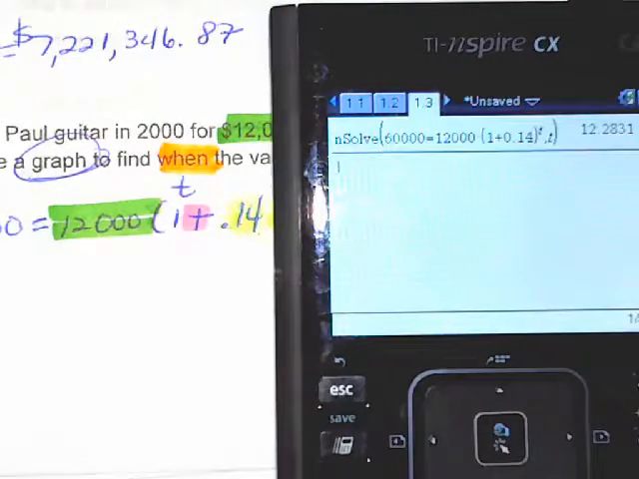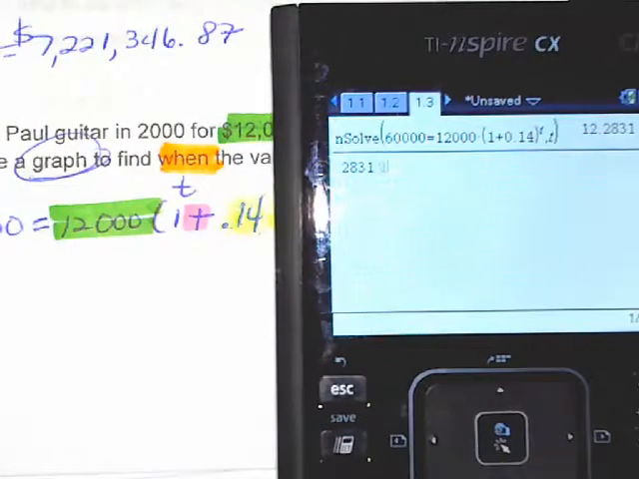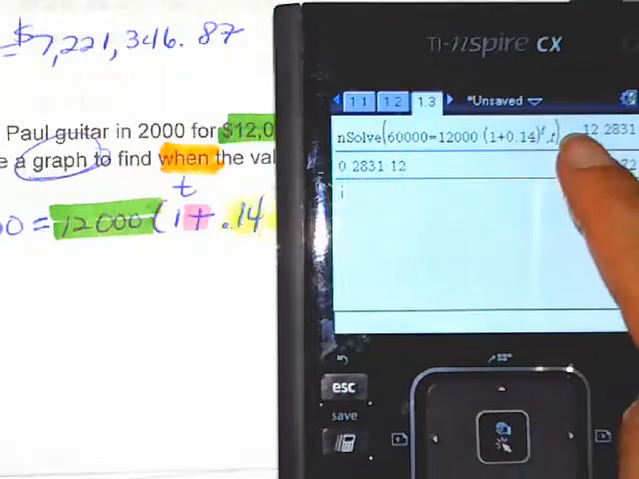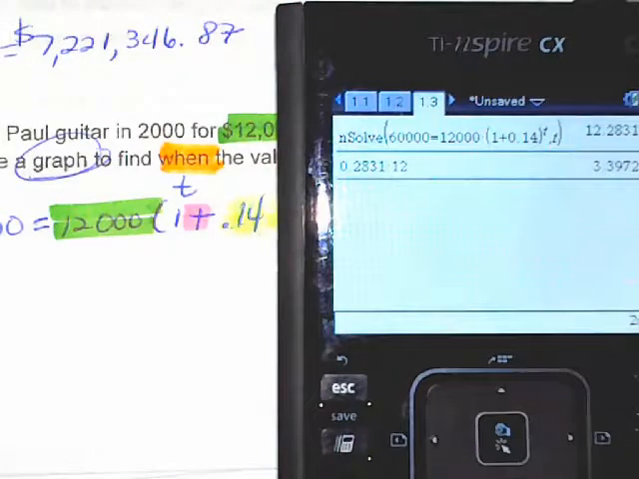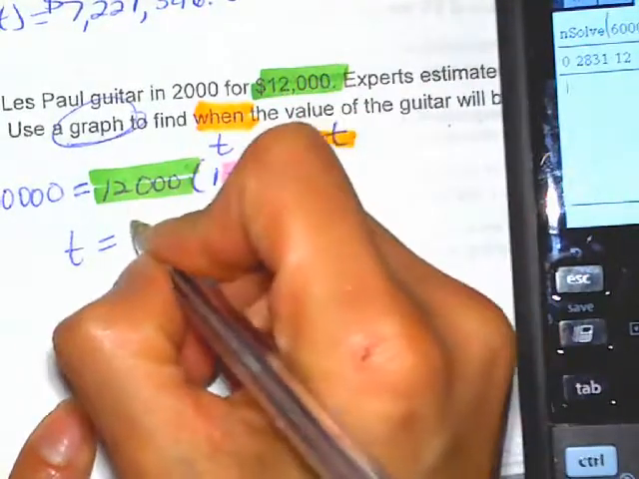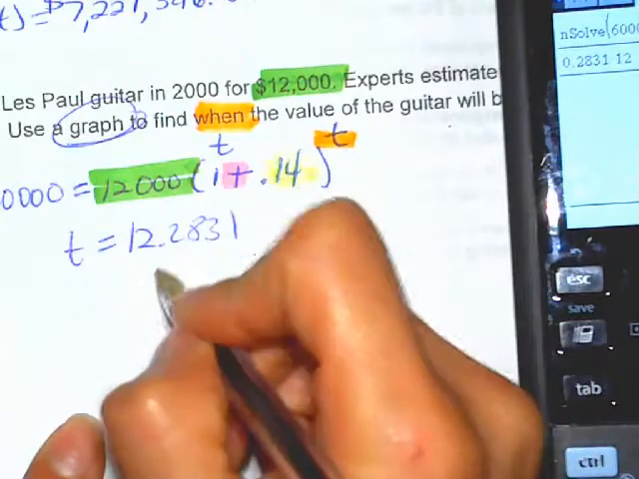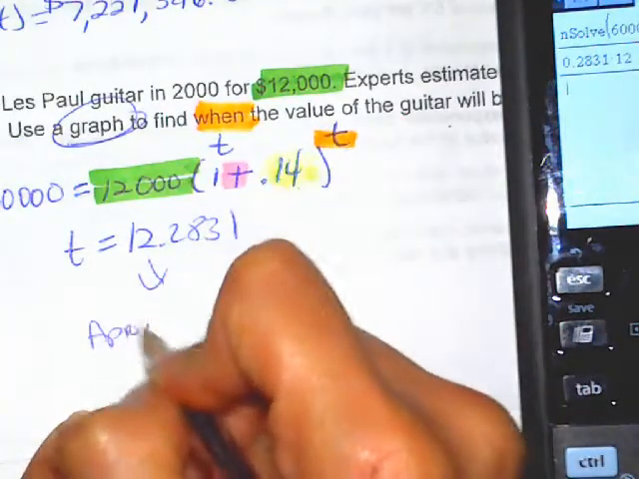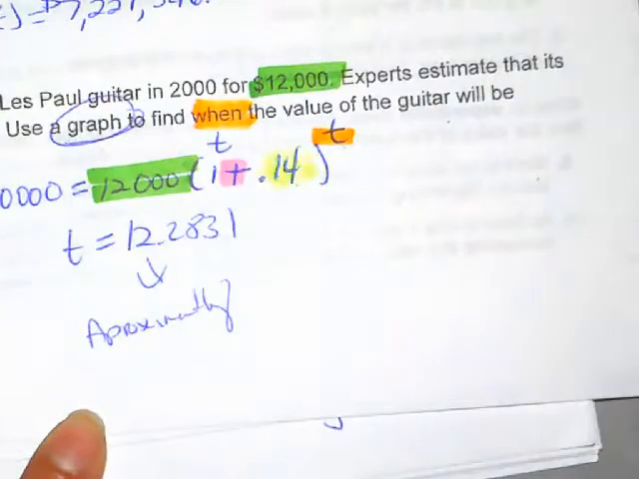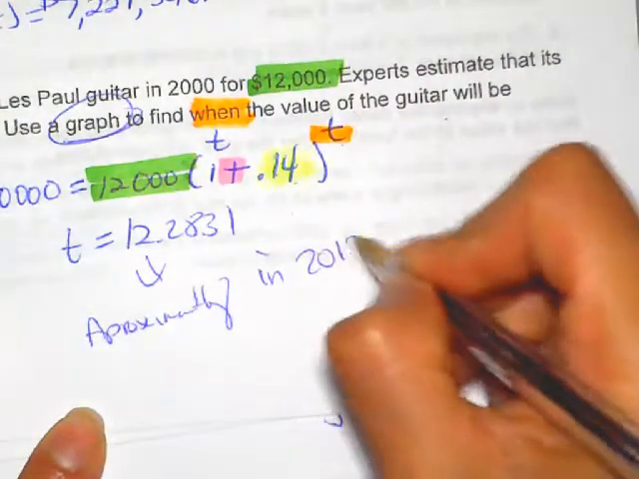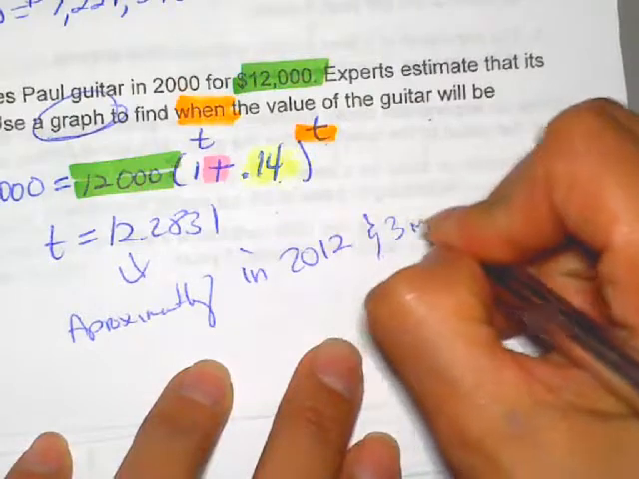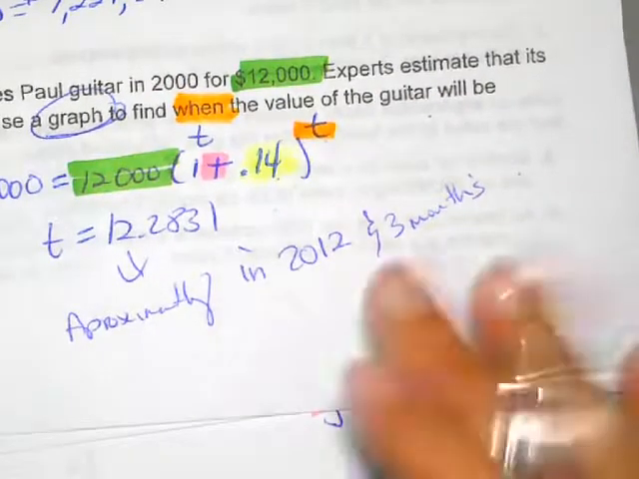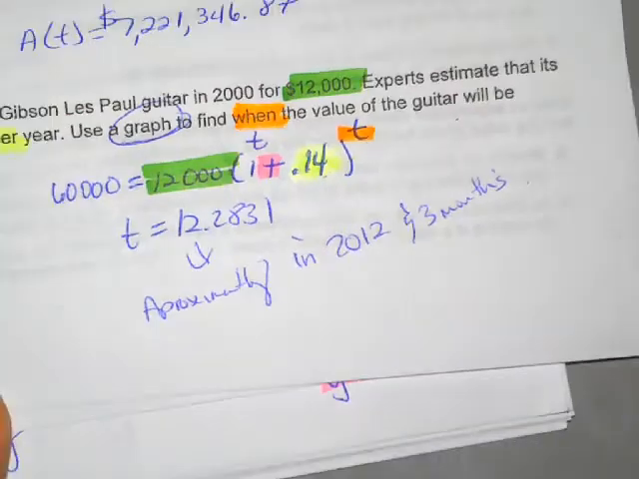12.2831. If I want to be more specific, I could even do 0.2831 times 12, and that'll give me the months. So it'd be 12 years and 3 months, 3.4 months, you know, if it was more specific. So let's go ahead and put t equals 12.2831, and then it would be approximately in 2012 and 3 months. Okay, so we would just read our answer choices and pick the best one.